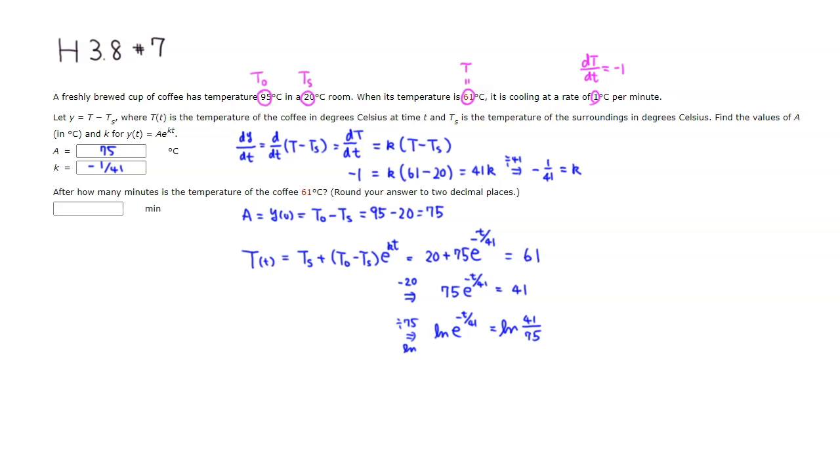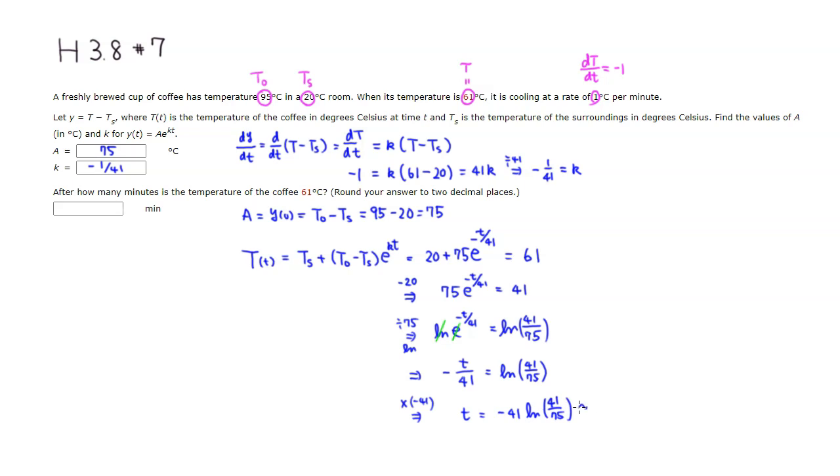You can see that the natural log and exponential functions are inverses of each other, so they basically cancel each other out. So you have negative t over 41 is equal to natural log of 41 over 75. Then we can isolate t by multiplying by negative 41. So t is equal to negative 41 times natural log of 41 over 75.